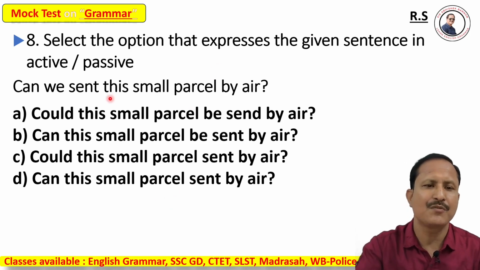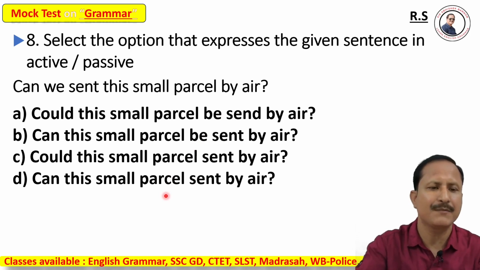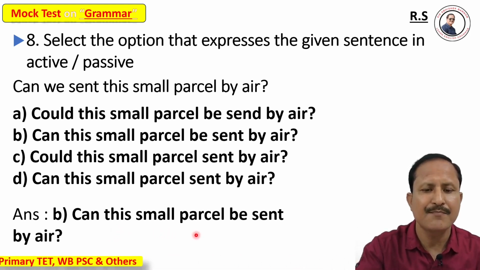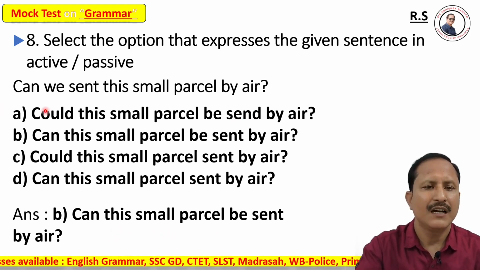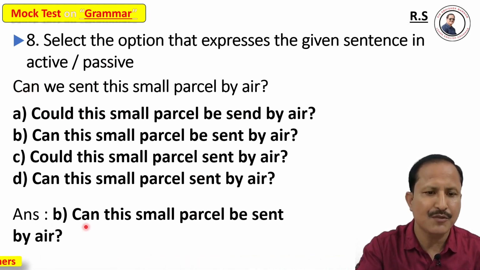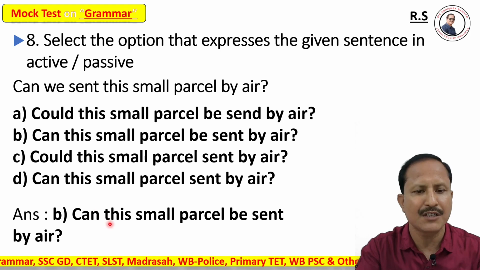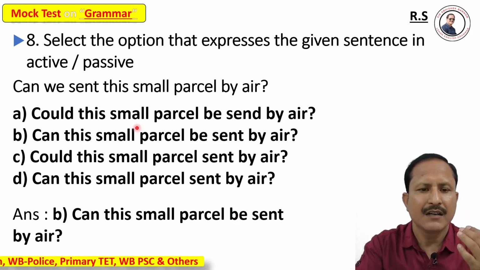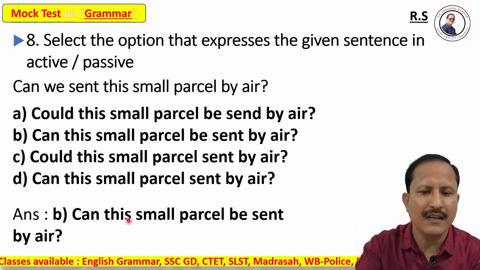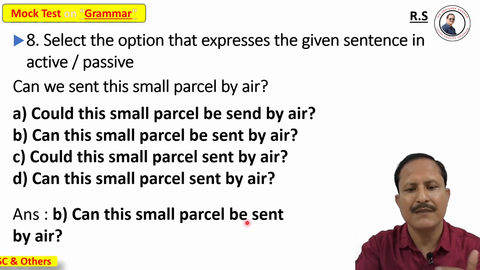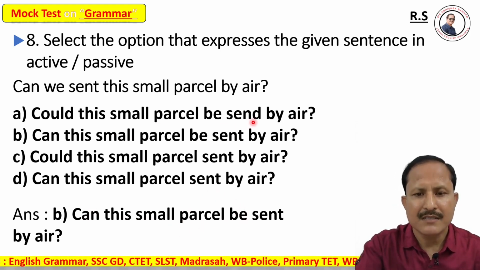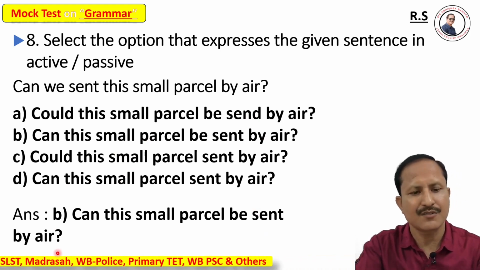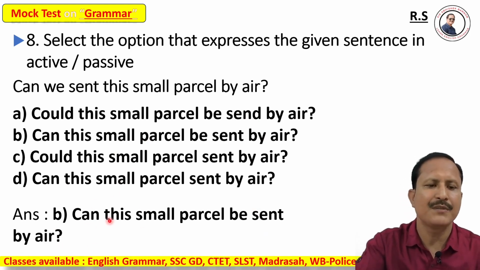Here, this is active. It should be transformed into passive. The perfect passive form of the given sentence is option B. Can this small parcel be sent by air? It should start with can, and it is an interrogative sentence. The object, this parcel, should be the subject. As this sentence contains a modal, it is followed by be, and the past participle form of send is sent, followed by by. The right answer should be B.